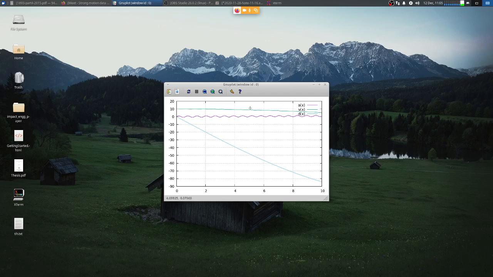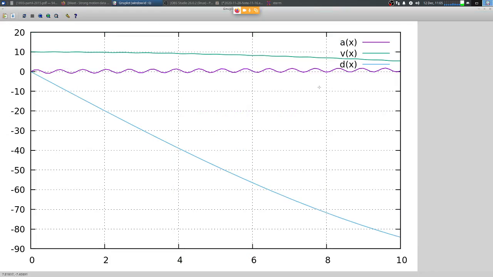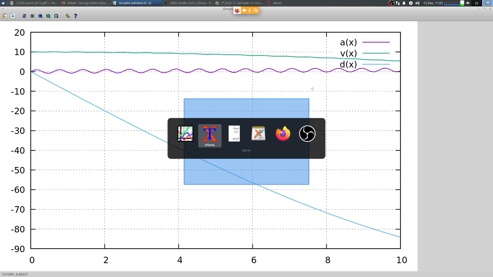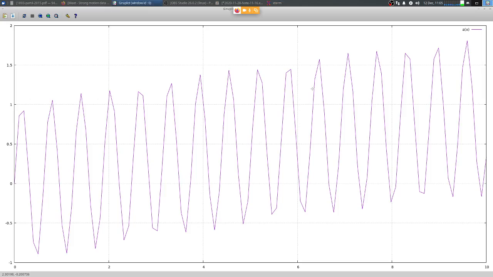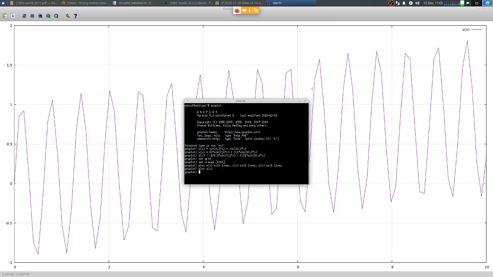So this is what it is. Can you make out the difference? So let me just plot them individually so that you can. This is the acceleration. Set samples.